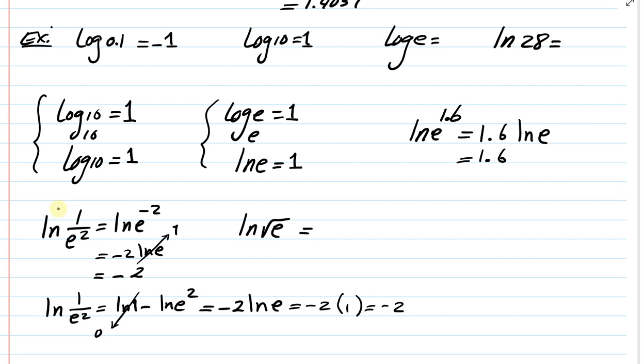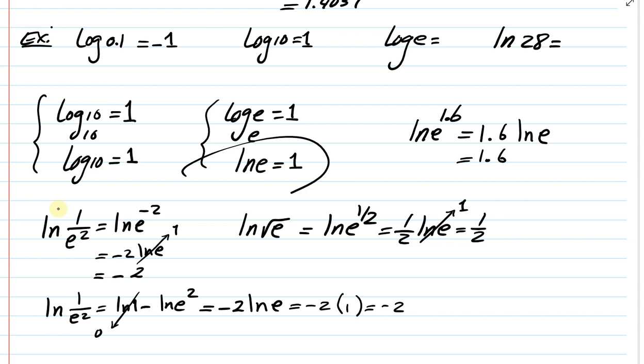With the square root of e, I get ln of e to the 1/2. Bring the half in front. That's ln of e, and that's 1 also. That's 1 times a half, because ln of e is 1. We just mentioned that. See how things work out really nicely with natural logs.